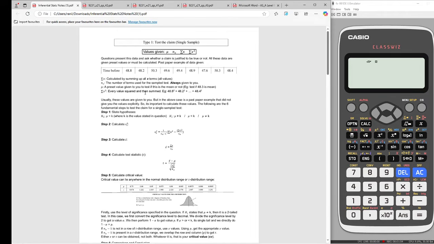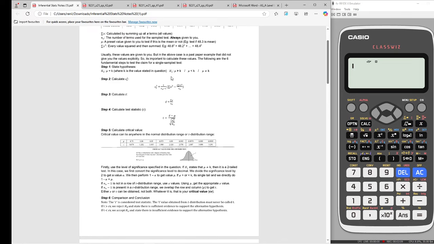Okay, let's move on. In the question they usually ask you to test a claim whether this mean is greater than, lesser than, or equal to a certain value. That certain value is your mu as stated. So the first step I'd usually do is state the hypotheses, where H null, your null hypothesis, always states that the mean is the value stated in the question, whereas your H1, your alternative hypothesis, must always state what the claim is stating.